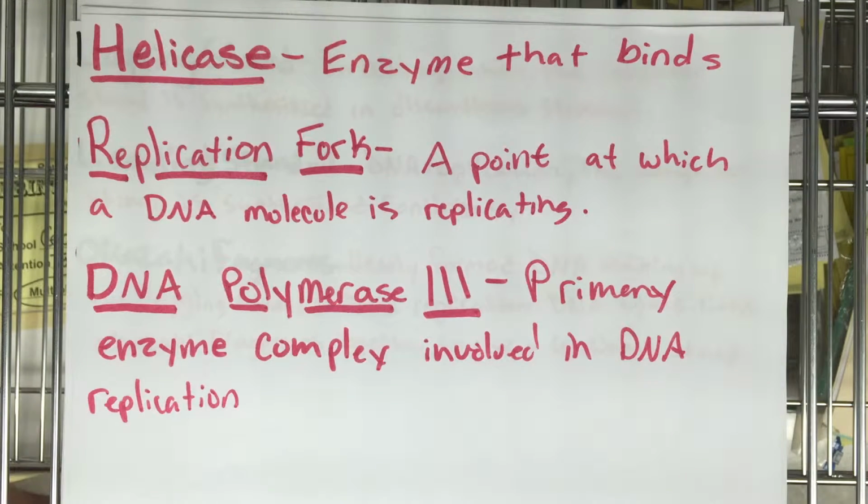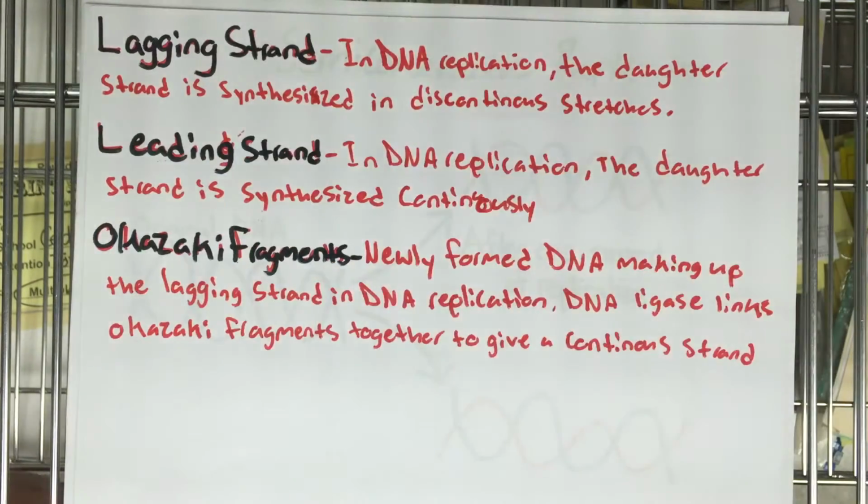Helicase, enzyme that binds. Replication fork, a point at which a DNA molecule is replicating. DNA polymerase, primary enzyme complex involved in DNA replication. Lagging strand. In DNA replication, the daughter strand is synthesized in discontinuous stretches. Leading strand. In DNA replication, the daughter strand is synthesized continuously.